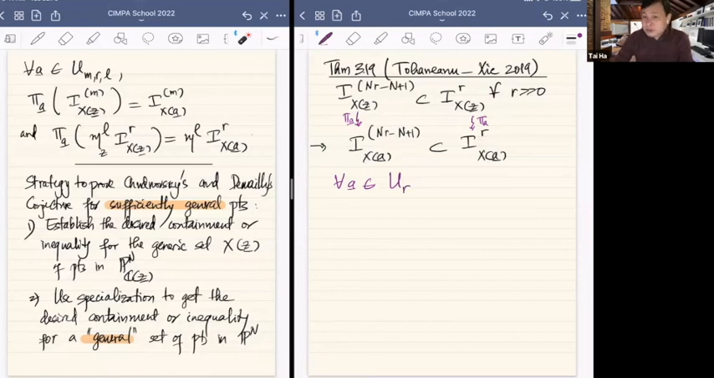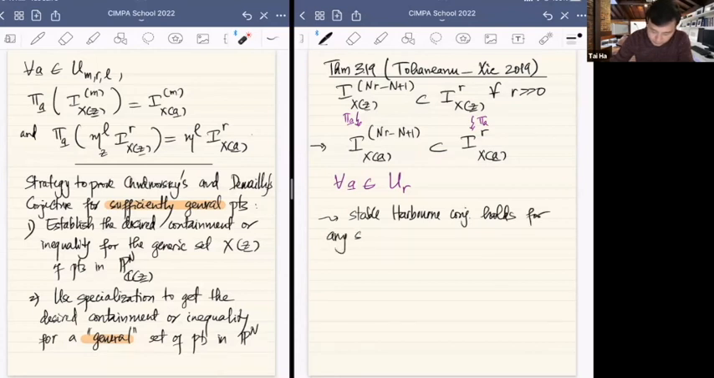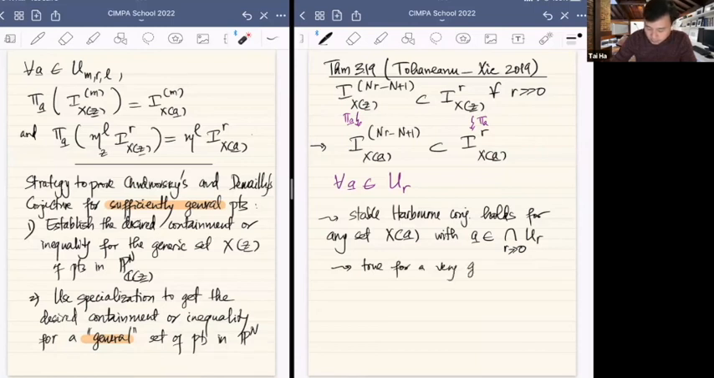Okay, so if one wants to establish the stable Harbourne conjecture, meaning it should be a containment for all values of r, you have to get the A to be the intersection of all these open subsets, right? So basically what this is implying is that the stable Harbourne containment or conjecture holds for any set X A with A inside the intersection of all these U r where r is big enough. So there's infinitely many open subsets and you have to take the intersection. That's why it's true for a very general set of points.